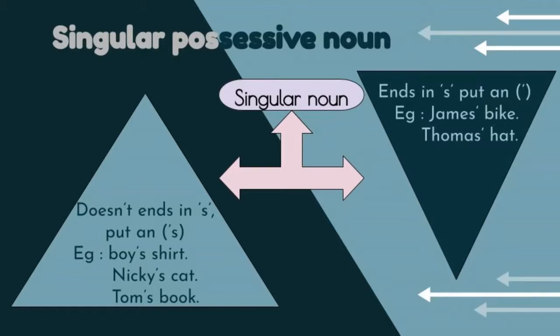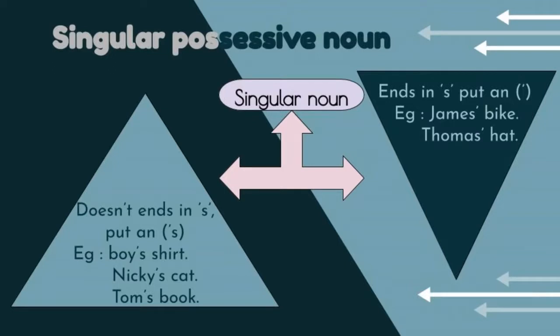Boy's shirt. Here the boy is a singular noun because we are talking about one boy. The shirt belongs to one boy. So that's why we have to put an apostrophe s after the noun boy. Let's move to the next example. Nikki's cat. Whose cat? Nikki's cat. The cat belongs to Nikki. So Nikki is a noun, and we have to put an apostrophe s after the noun Nikki.